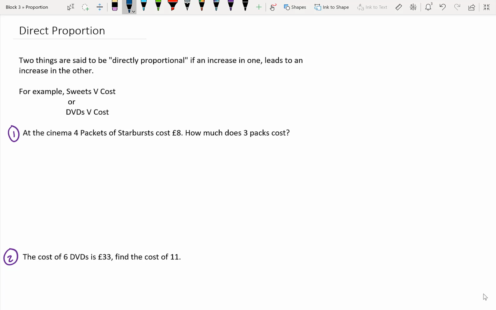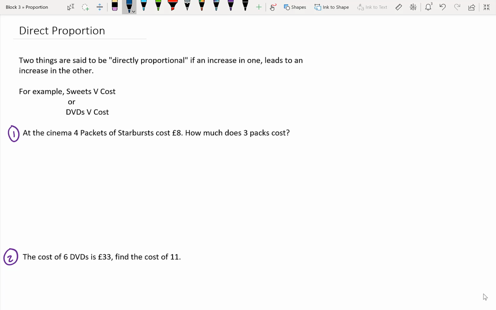So looking at the first question: at the cinema, 4 packets of Starbursts, or Opal Fruits if you're of that age, cost £8, which is probably never a phrase we thought we'd say, but that's the cinema for you. How much do 3 packets cost? What we want to do is compare Starbursts with costs.